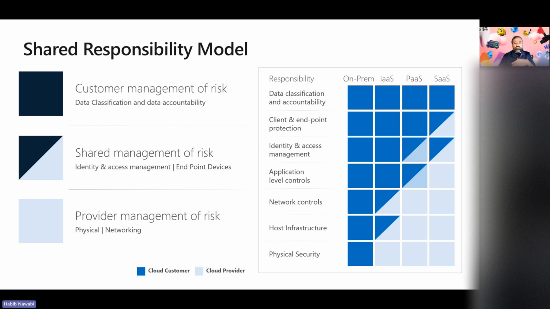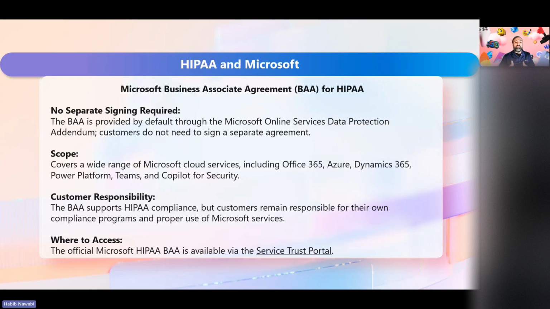But with Microsoft, we do have a BAA, Business Associate Agreement, for HIPAA. There is no separate signing that is required for this. It's done by default, that we will provide you the tools and the environment to help meet your requirements. The scope is a wide range of our services, including Office 365, Azure, Dynamics, our Power Platform, our Teams, and of course, our Copilot solutions.